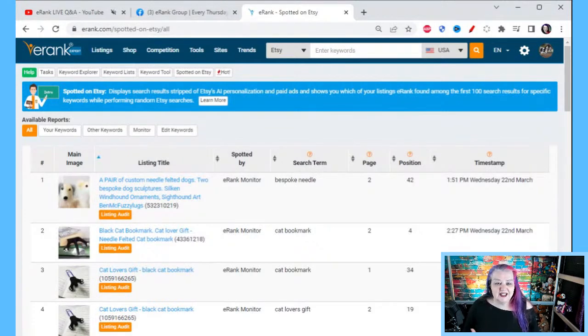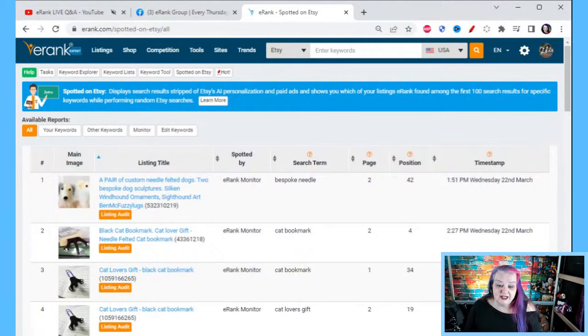So I look at this as, this is Etsy grading your SEO. This is Etsy saying what it thinks of your listing. So that's pretty cool, as it were. So the rank checker, you put in a keyword, eRank searches Etsy's API, finds out if your listings are ranking.